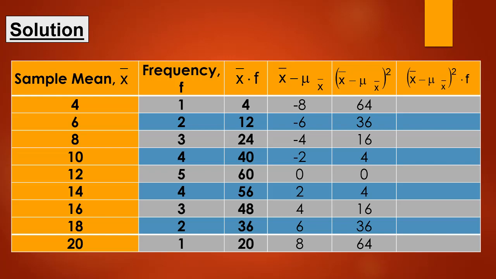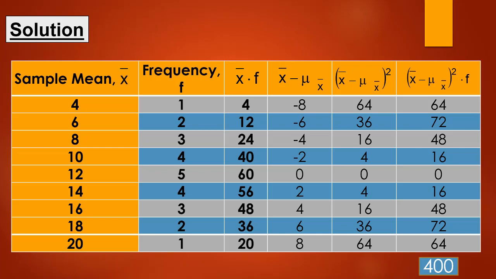Now we're going to take each one of those squares in that column and multiply them by the frequency. So in the first row, we've got a frequency of 1 times the squared deviation 64. 1 times 64 is 64. Then in the next row, 2 times 36 is 72. In the following row, 3 times 16 is 48. 4 times 4 is 16. 5 times 0 is 0. 4 times 4 is 16. 3 times 16 is 48. 2 times 36 is 72. 1 times 64 is 64. So if we added all these numbers up, in that last column, they actually add up to 400.